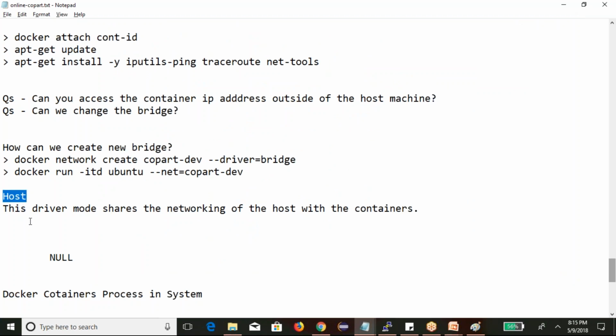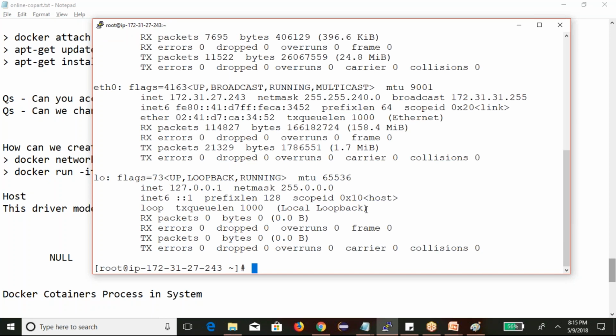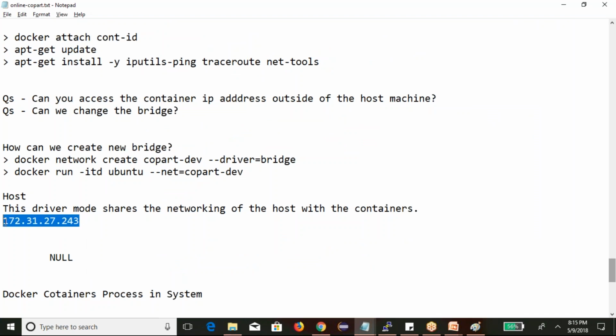So now let's talk about the host. This driver mode shares the networking of the host with the container. To prove it, I'm going to type ifconfig. Let me show you ifconfig, the IP address of yours is this one. Remember, this is the host IP address. Host IP address is this one.